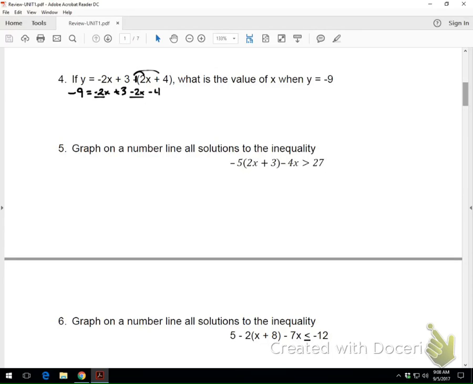Now let's combine stuff. Negative 2 minus 2, negative 4. Then I got 3 minus 4, be negative 1, right? Okay? So now if I need to take a mirror image of it, I got negative 4x minus 1 equals negative 9. Now what? Add 1. So I get negative 4x equals negative 8. Now what? Divide by negative 4. And I get x equals 2. Perfect.